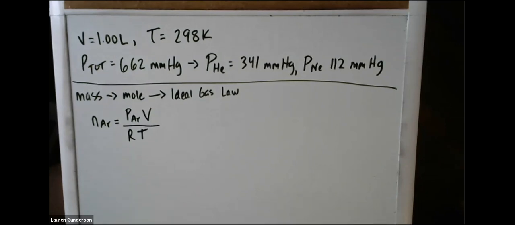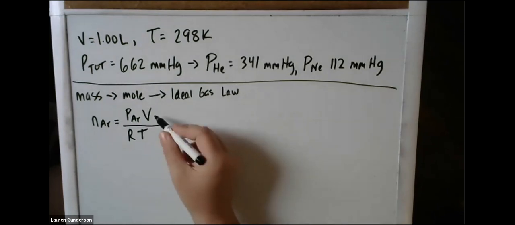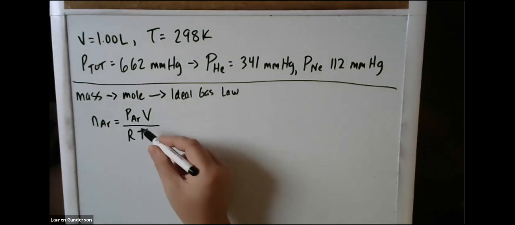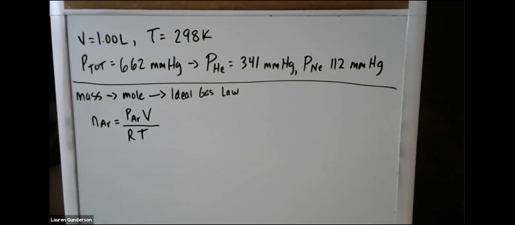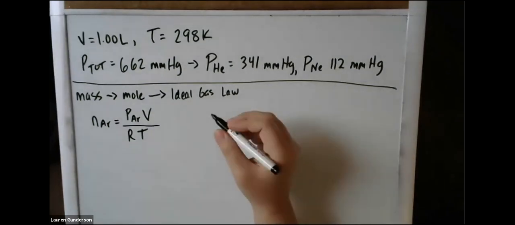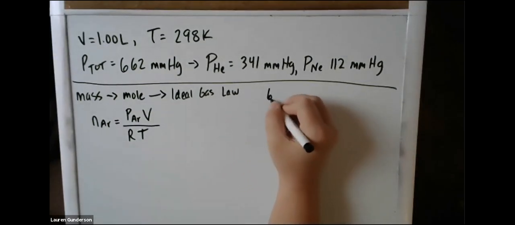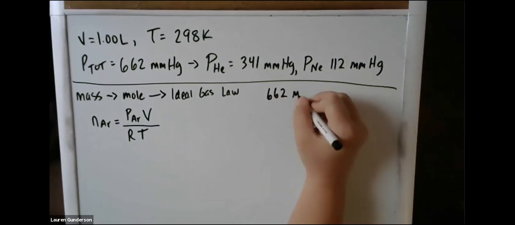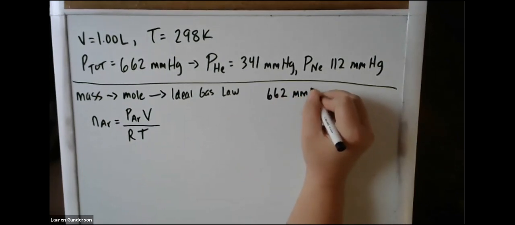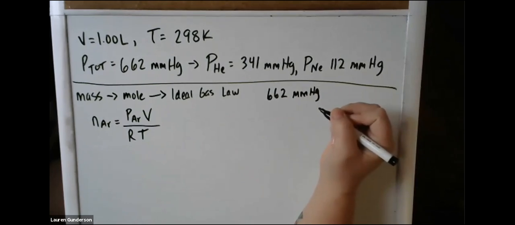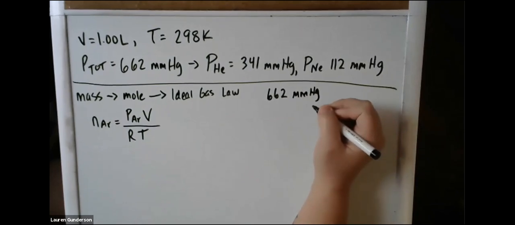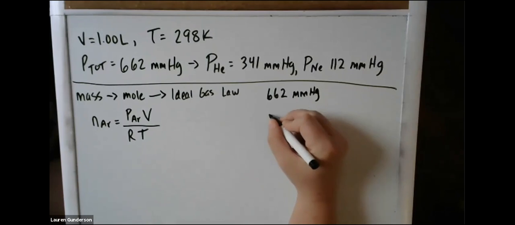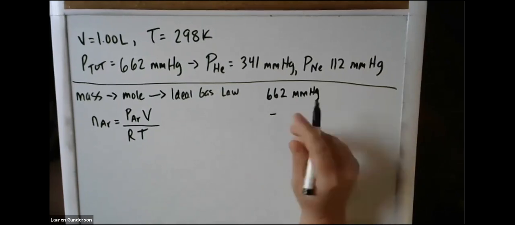So we know the volume, we know the R, we know the T. Let's find the partial pressure of argon. I have my total pressure, which is 662 millimeters of mercury. Okay, so I'm going to subtract the pressure of helium.